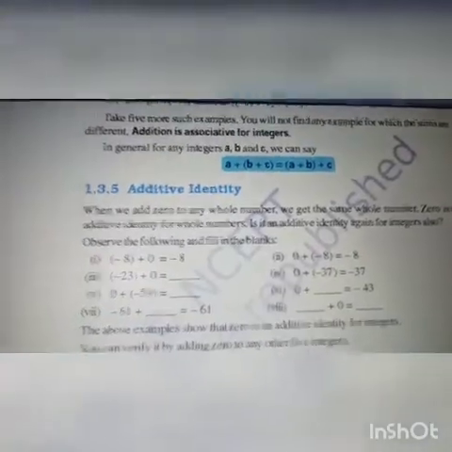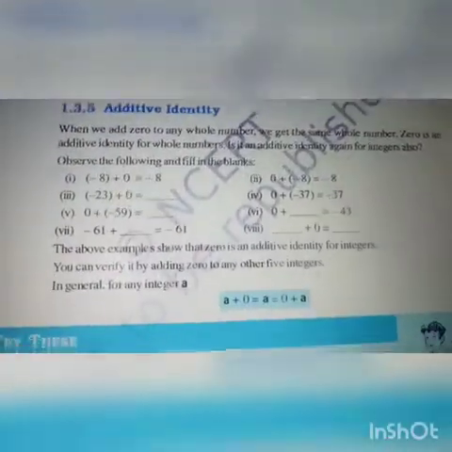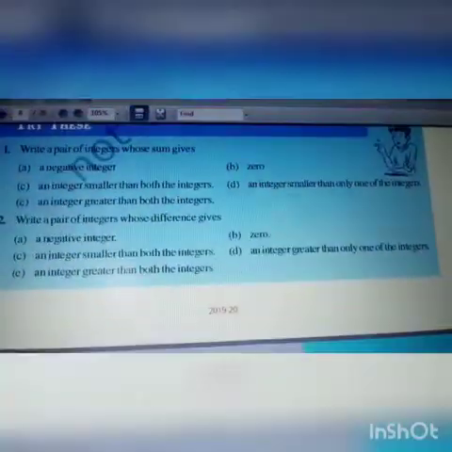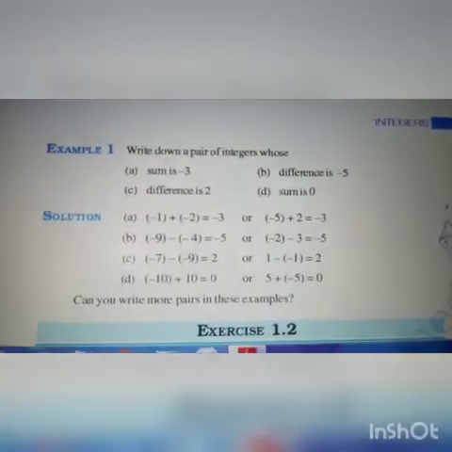Additive identity. What is the additive identity of integers? 0. Okay, 0 is your additive identity. Just keep it in your mind. Okay. Next, this example problem.